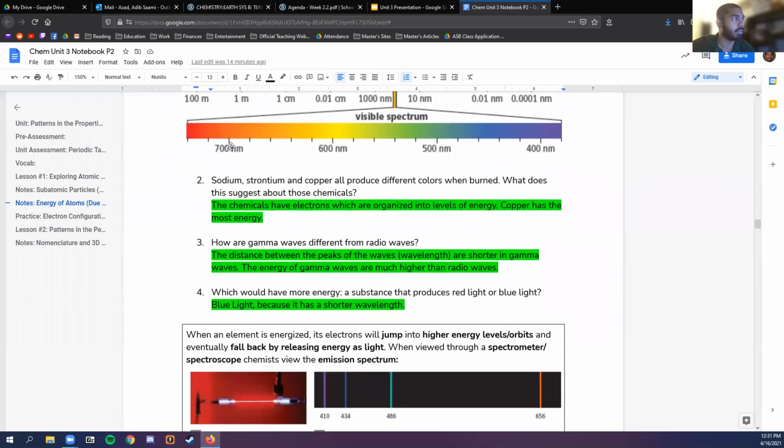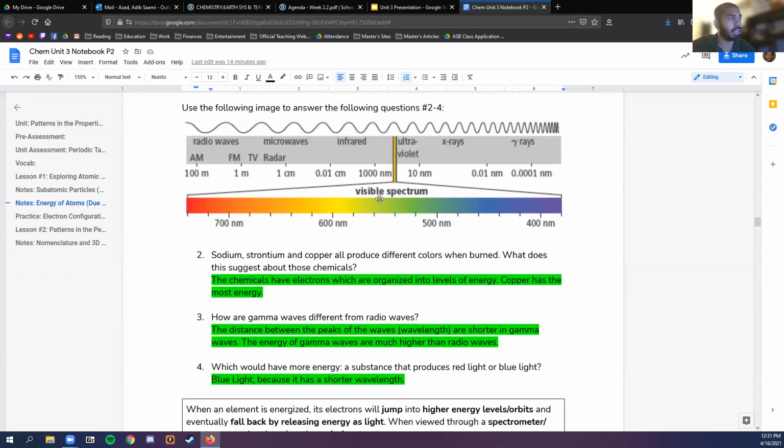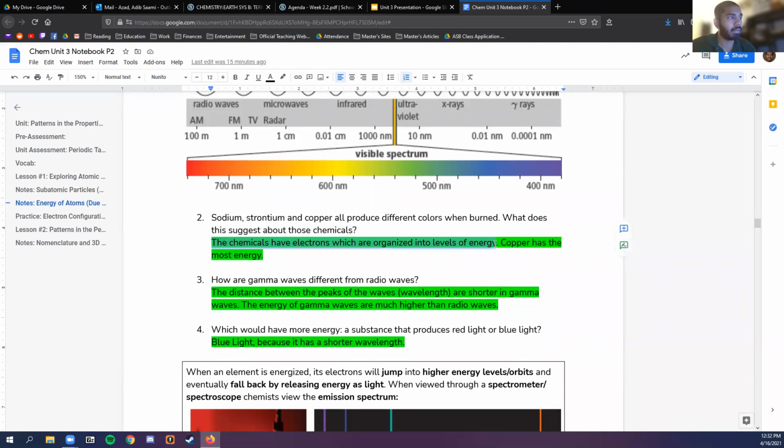For our purposes though, in chemistry, we're gonna be talking about the different colors, right? And so sodium, strontium, and copper produce different colors when burned. Sodium produces an orangish color, strontium produces a reddish color, and copper produces a greenish color. And so as you burn them, it suggests different things about these chemicals. It suggests that these chemicals have electrons, and those electrons are organized in certain patterns, and the copper has the most energy. So let's talk about how that works as far as energy is concerned.